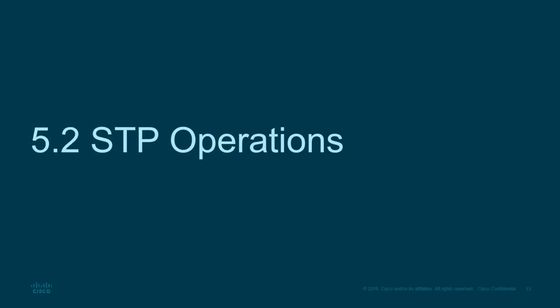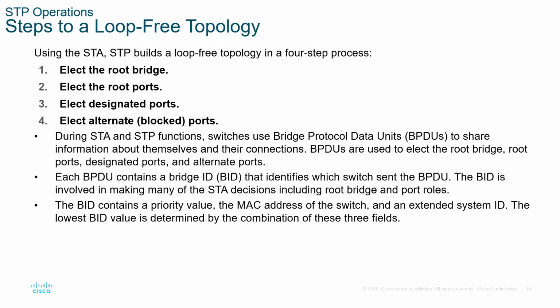All right, let's detail a little bit more about the spanning tree protocol operation. Now, just like mentioned before, there are a few steps for STA. STP builds a loop-free topology in 4 steps. The first step is electing the root bridge. Second step, electing the root ports. Third step, electing the designated ports. And last but not least, elect an alternate blocked port.